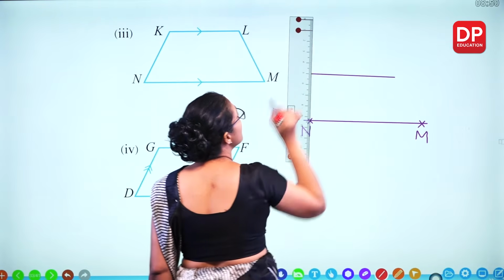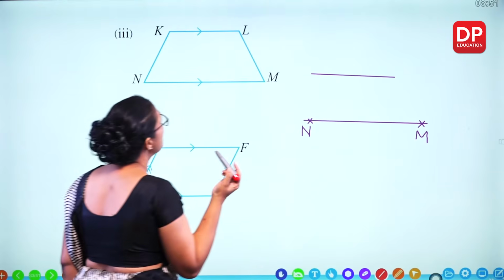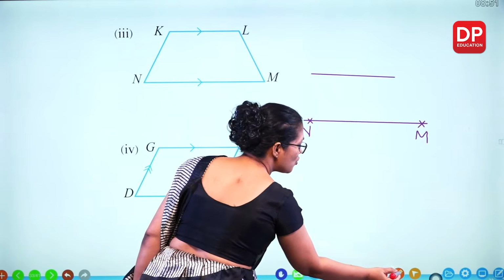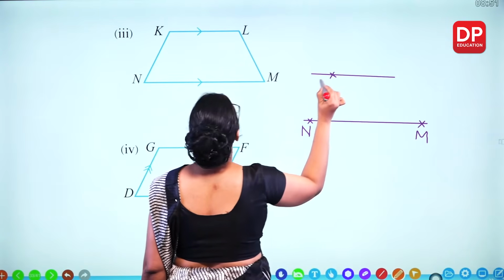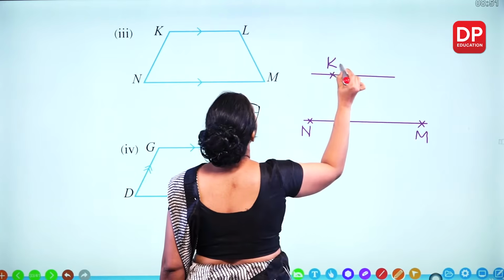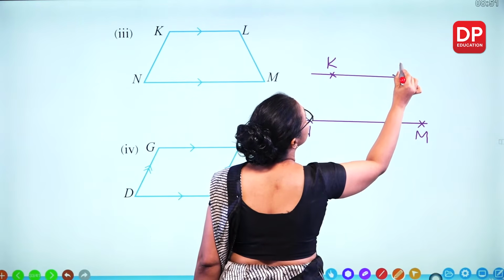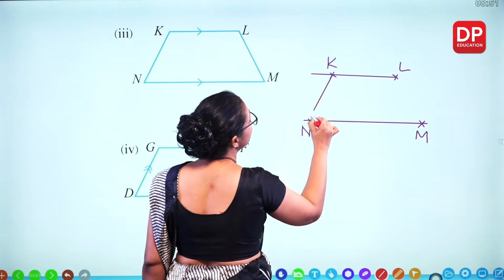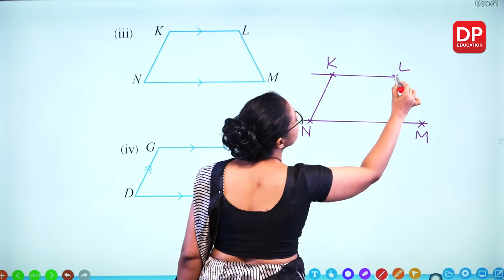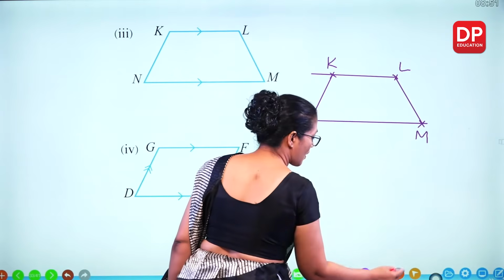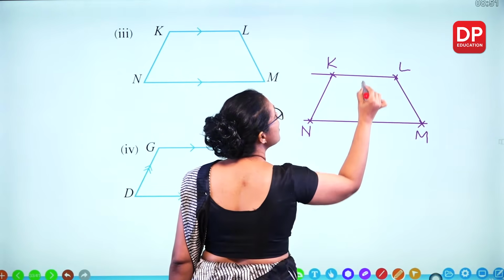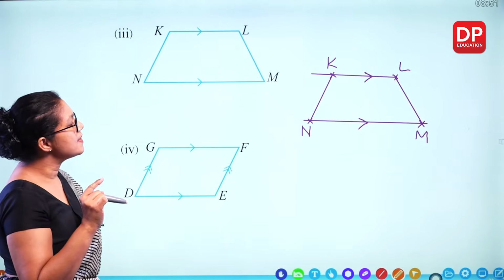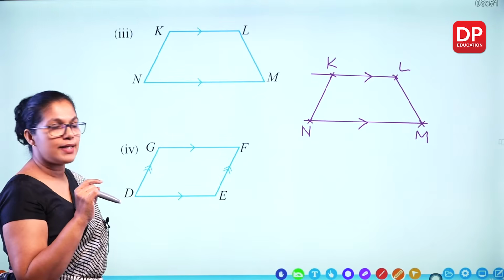Now I can take any 2 points. Length is not important here, just any 2 points. I can take, this is K and this is L, and you can connect these 2 points with the ruler. Only thing you need to make sure is these 2 lines are parallel. So this is a trapezium KLMN.